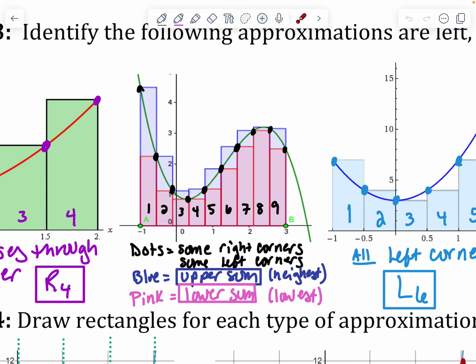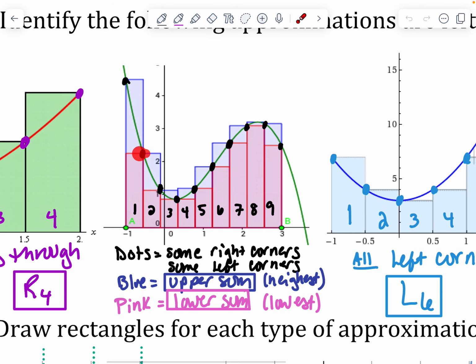I'm looking at just this first rectangle. Now, if where the graph crosses this column, pretend there was no pink or blue, if I go across at the upper point, I'm at blue. But if I go across at the lower point, I'm at pink. Let's see if that stays consistent. The upper point gives me blue, the lower point gives me pink. So I have upper sums in blue, whereas pink is my lower sums.